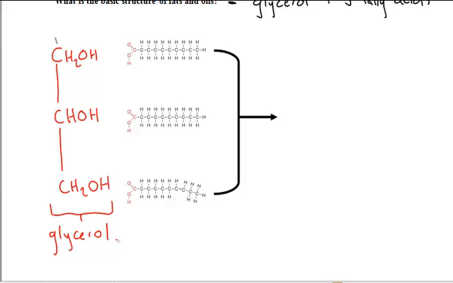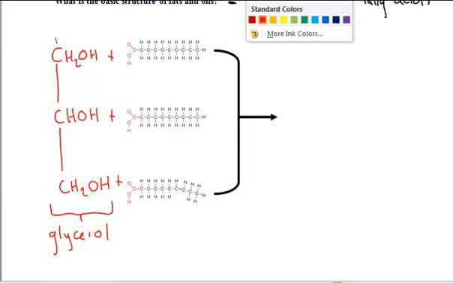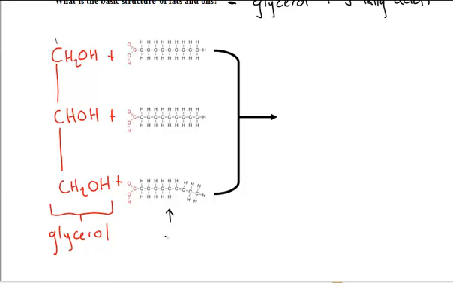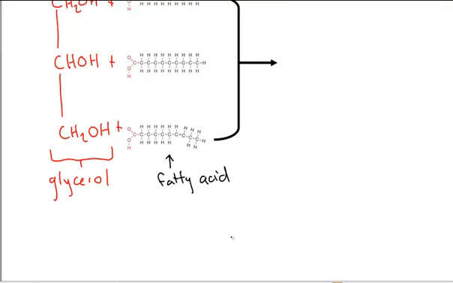And when we want to build a fat, we add a fatty acid chain to each part of the glycerol. The fatty acid chains are right here. Fatty acid. They're a long chain of carbons, and at one end they have this COOH group, which equals a carboxylic acid. That's why they're called fatty acids.